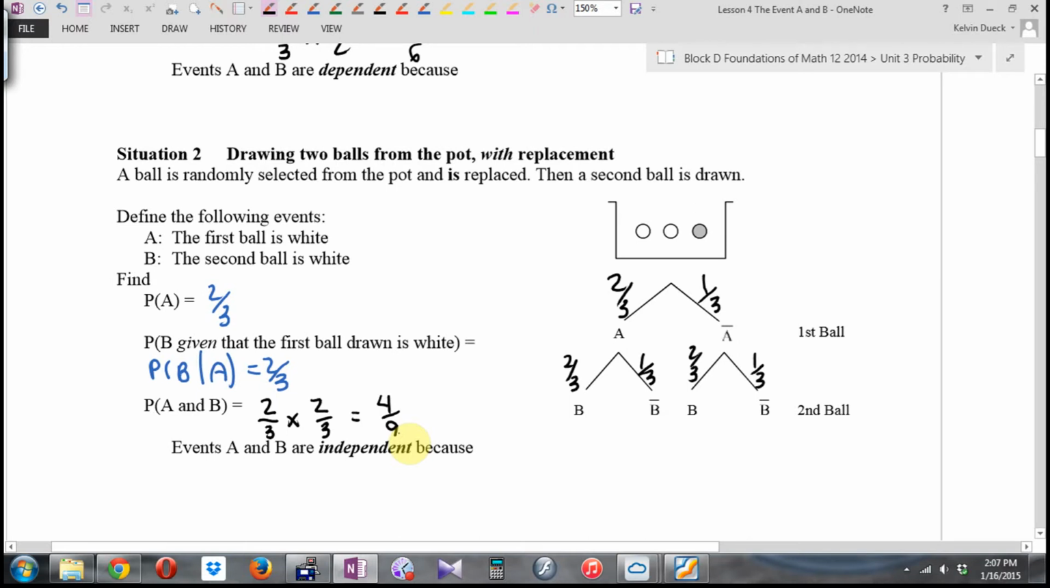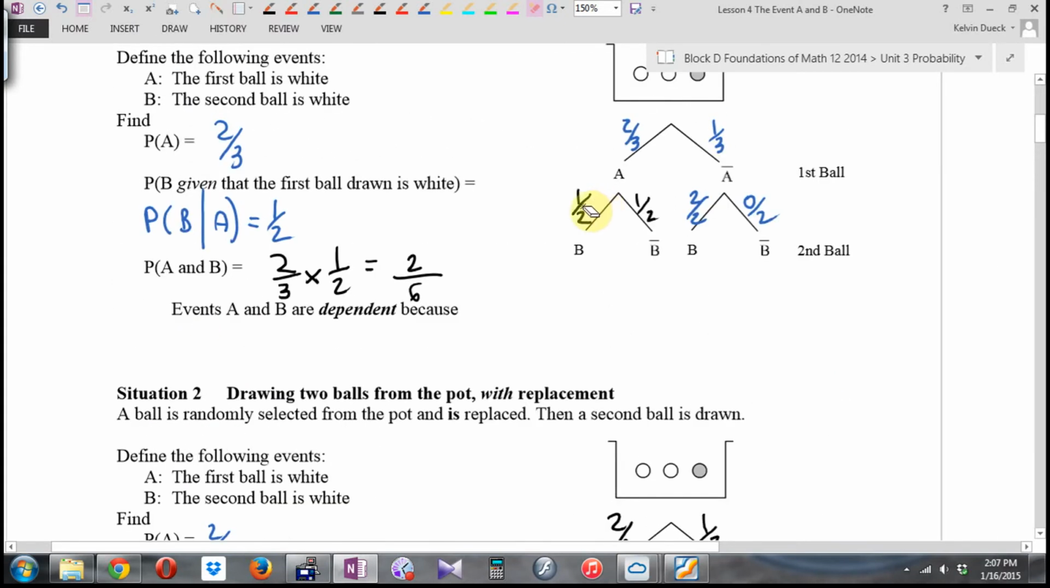And now I want to talk about, to me, the best way to figure out whether events are dependent or independent. It's not the most wide-ranging way. It's not the most flexible way, but it's the best way. What can you tell me about these 2 branches and these 2 branches? They are the same, because it turns out it doesn't matter what you got on the first draw. It didn't change the odds on the second draw.